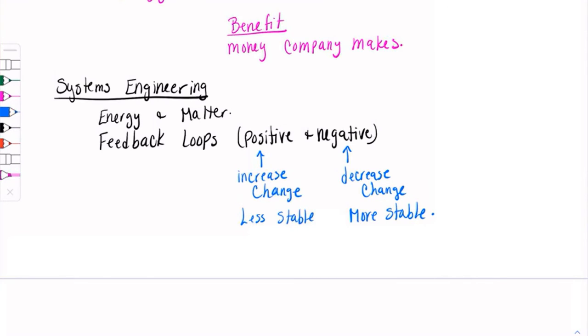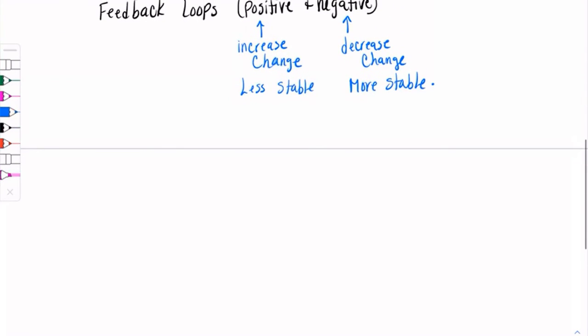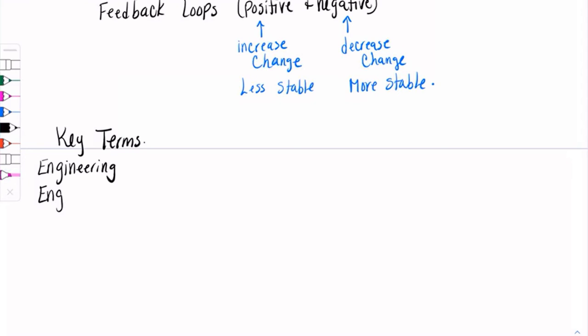Now, there are several key terms that you should know, and I'm not going to define them all for you, but I am going to list them, and I do want you to know them. Know what engineering is. We just went over it. Key terms: engineering design process.